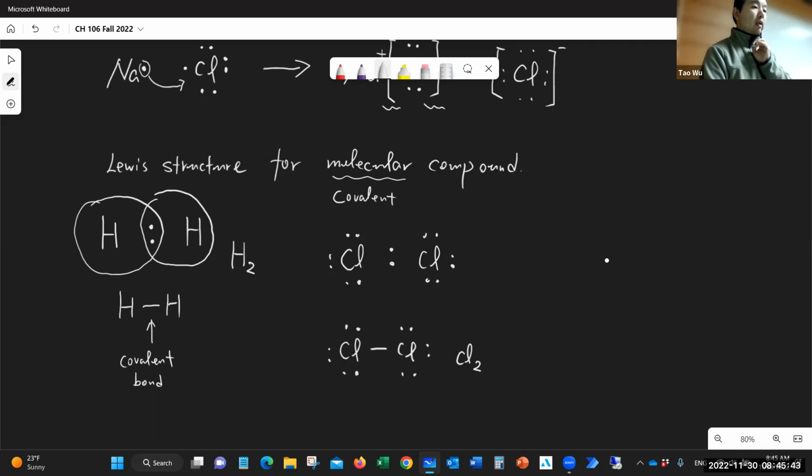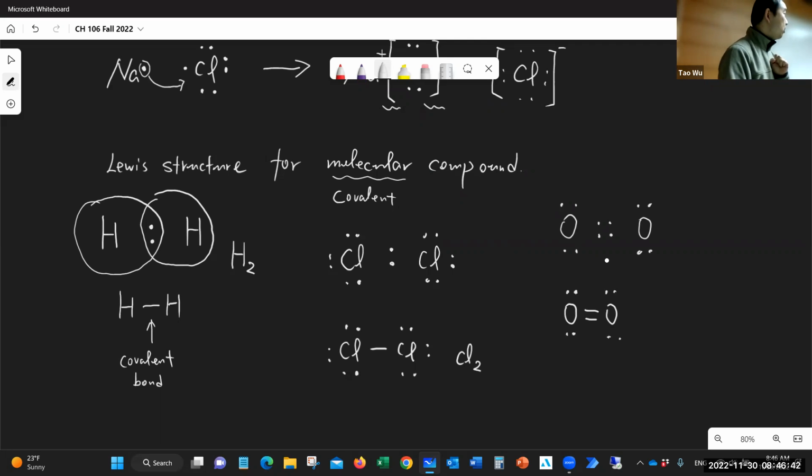And what happens for oxygen? We know oxygen has 6 valence electrons, and this oxygen also has 6 valence electrons. Each oxygen has 2 unpaired electrons, and they want to pair those 2 unpaired electrons. So each of them gives out 2 electrons, making 2 paired shared electrons, and those make 2 bonds. In other words, 1 paired shared electron makes 1 bond, and 2 paired shared electrons make 2 bonds.